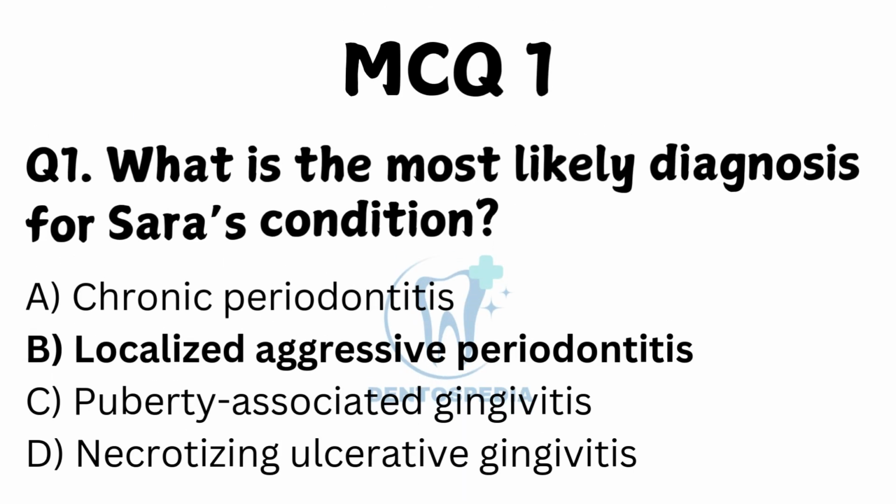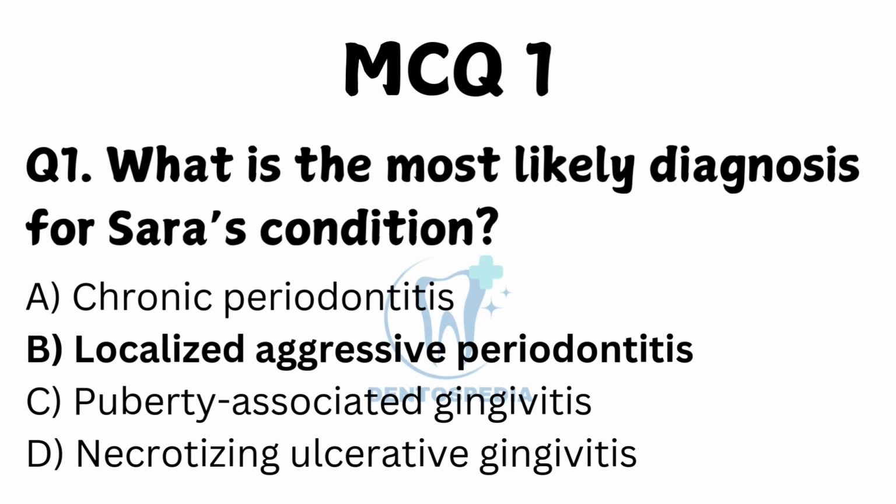The correct answer is B, localized aggressive periodontitis. Why? Sarah is only 15 years old, yet she has severe bone loss, localized to the first molars and incisors. The radiographs show an arc-shaped vertical bone defect, there's minimal plaque compared to the amount of destruction, and she has a positive family history. These are all classic features of localized aggressive periodontitis.